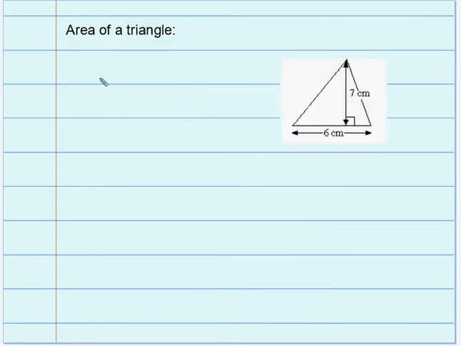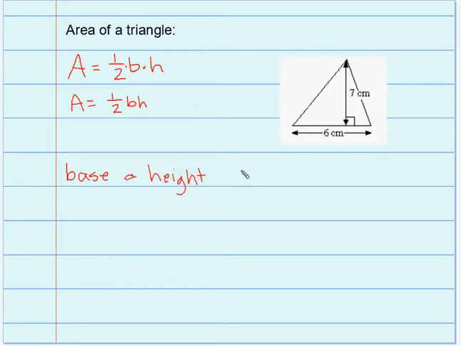One last thing, area of a triangle. The formula that you need to know is area equals 1/2 times base times height, or just area equals 1/2 base times height. So we're going to take a fraction of a half, multiply it times b and h, base times height. The base and the height are perpendicular. Okay, so wherever you have your right angle, that's where you're going to get your base and your height.